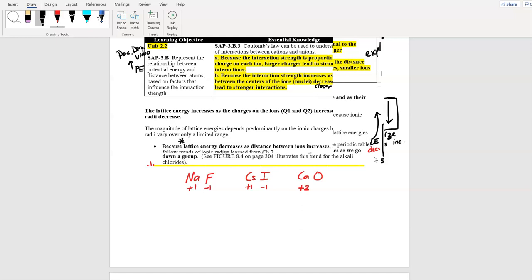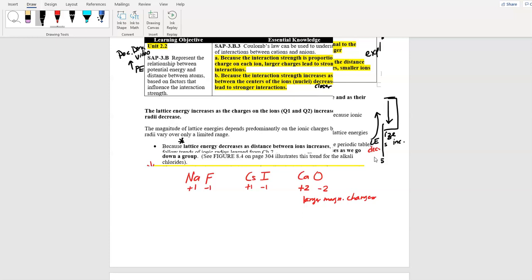And oxygen is also -2. Okay? Lattice energy increases when the charges increase. So if you notice right here, larger magnitude in charges. Okay? So out of all of these three, I absolutely know who's going to have the largest, and this one is definitely going to have the largest because of the larger magnitude in charges.